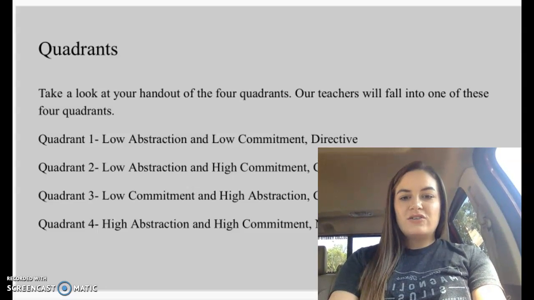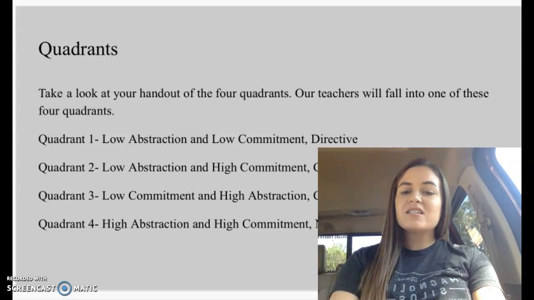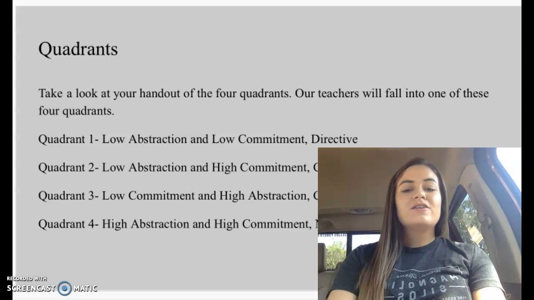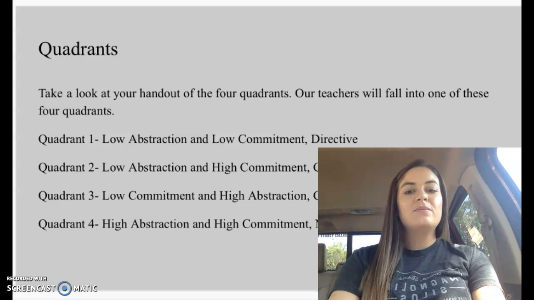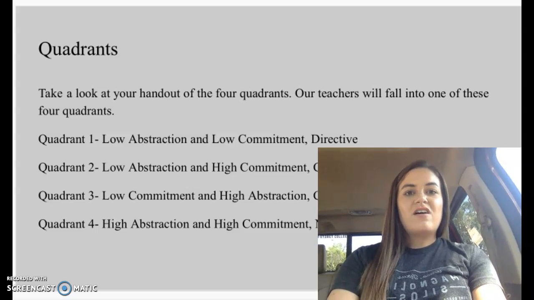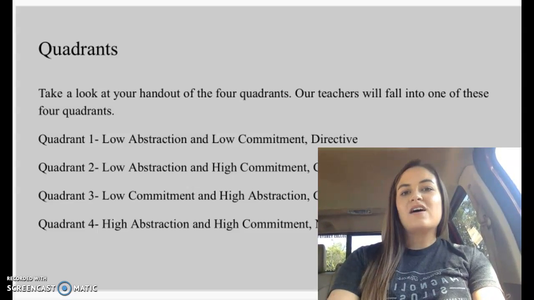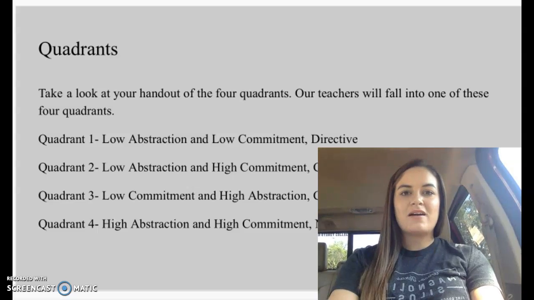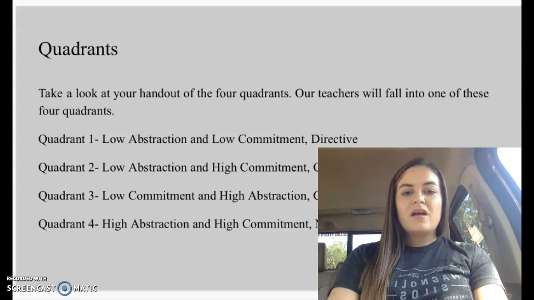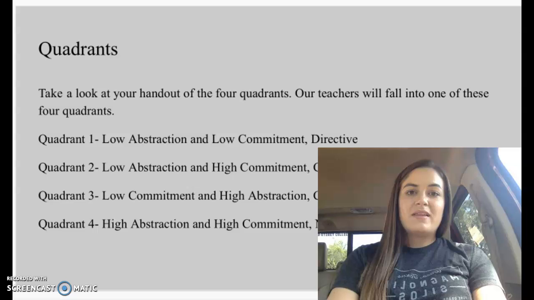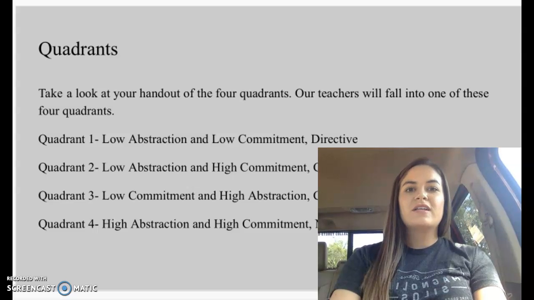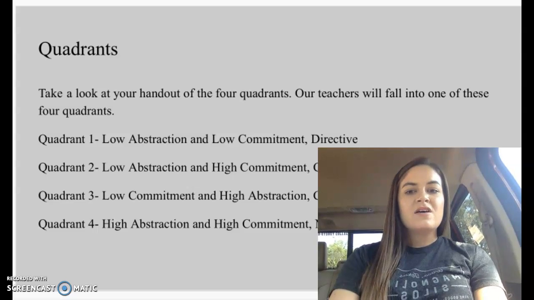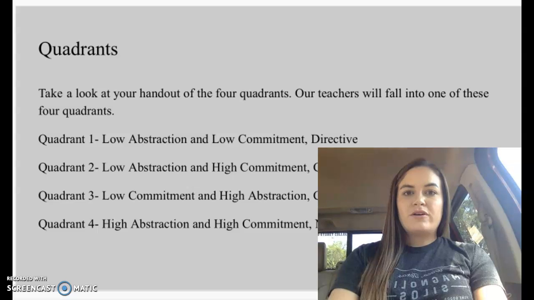Our quadrant 2 teacher still has low abstraction, so they still don't really have a great grasp of what's happening in their classroom. They still need you to be there and give them pointers on this was happening, I saw this X amount of times. But this teacher has high commitment level. So they're really interested in changing and they will have ideas on how to change and really push themselves to get there. So this is a more collaborative approach.